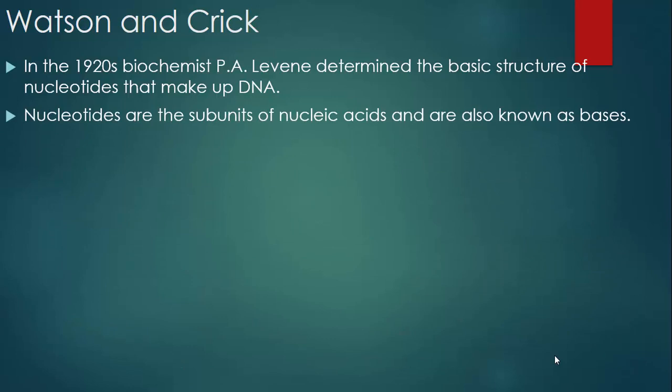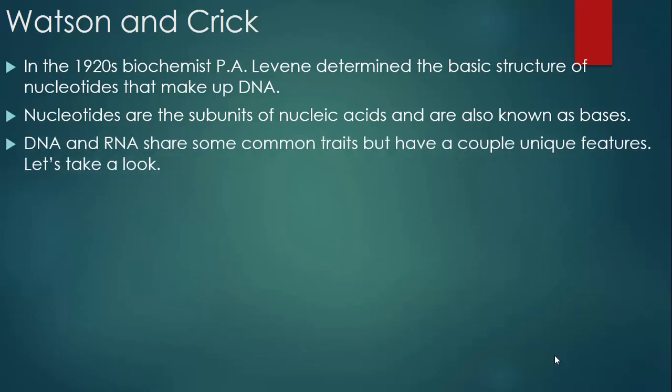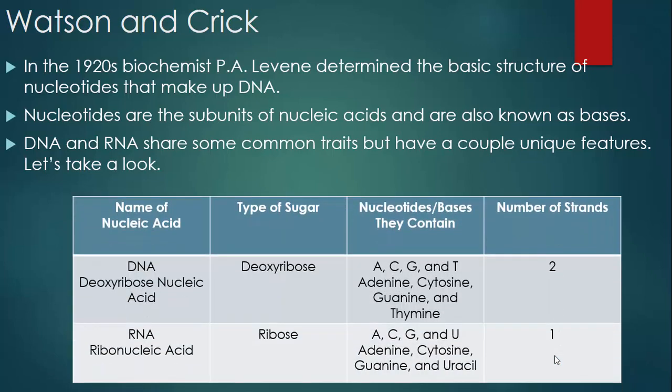Now, nucleotides are the subunits of the nucleic acids, and we also call them bases. Now, DNA and RNA share some common traits, but they have a couple unique features. So let's take a look at this table here. DNA and RNA, they're both nucleic acids. DNA stands for deoxyribonucleic acid. RNA stands for ribonucleic acid. The type of sugar in DNA is deoxyribose, while the type of sugar in RNA is ribose.